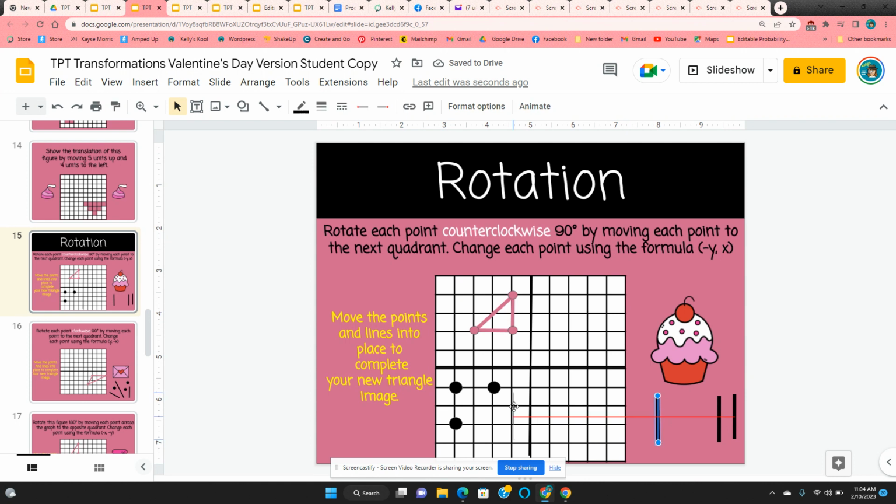To make the new triangle, they would have to make this line a little bit shorter. This one they're going to have to move and make it horizontal. But if your students are struggling, you may want to just leave them like they are and give them that little extra boost. And now they have rotated 90 degrees around the origin.